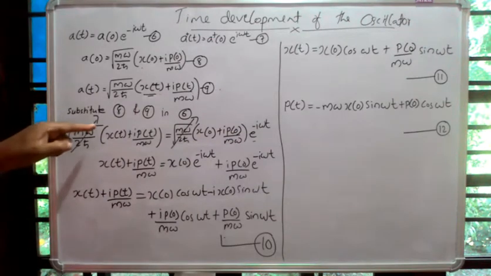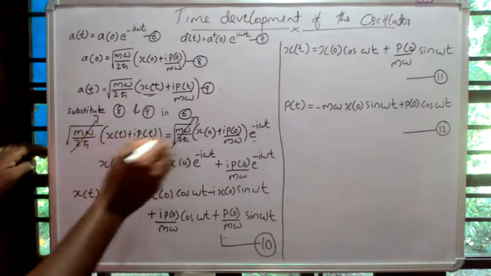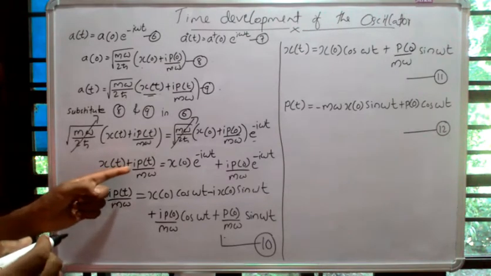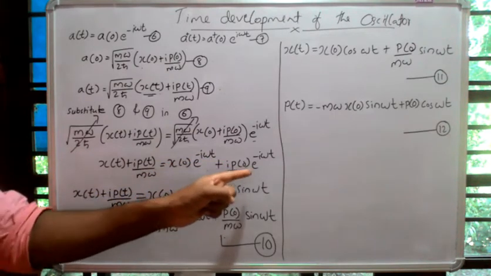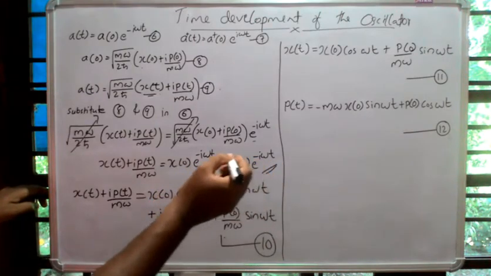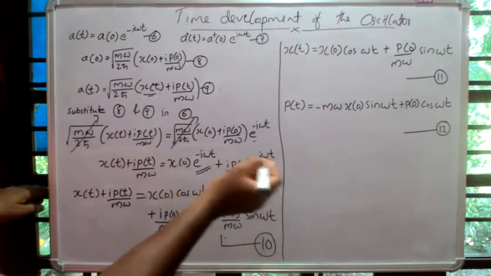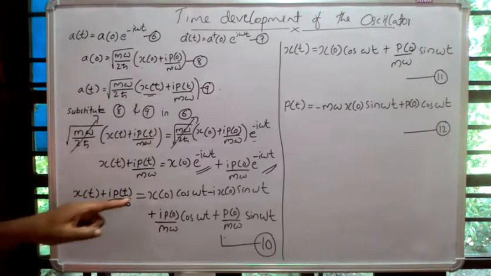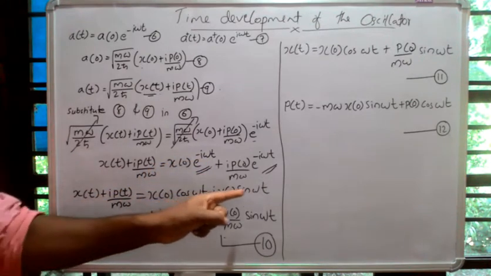Okay, we can cancel the term under root m omega over 2 h cross, because it is there on both sides. Then we can deduce that x of t plus i p of t over m omega equals x of 0 e raised to minus i omega t plus i p of 0 over m omega e raised to minus i omega t. We can expand the term e raised to minus i omega t, so we get x of t plus i p of t over m omega equal to x of 0 times, e raised to minus i omega t is cos omega t minus i sine omega t.